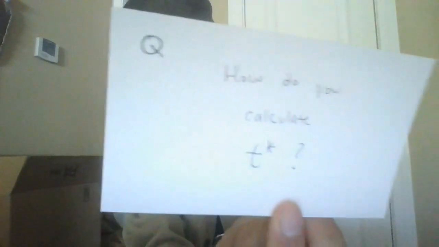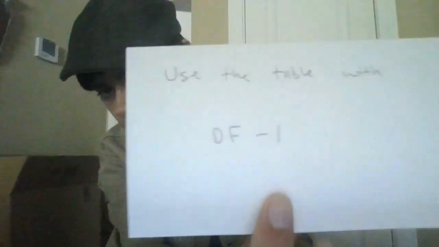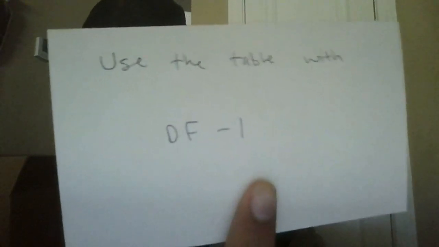T star is easier to do, in my opinion. If you want to find t star, all you have to do is go on the table, and then you use the degrees of freedom. It's not degrees of freedom minus 1, it's the sample size minus 1. So if they tell you that a sample was drawn of 12 people, then you're going to use degrees of freedom of 11. If you happen to have 2 samples, if you're doing a 2-sample mean thing, then you take the smaller degrees of freedom.